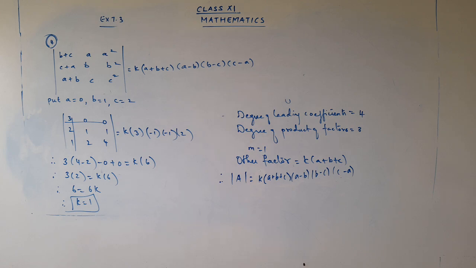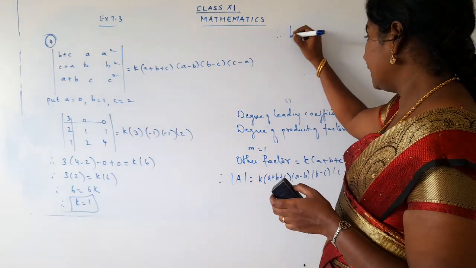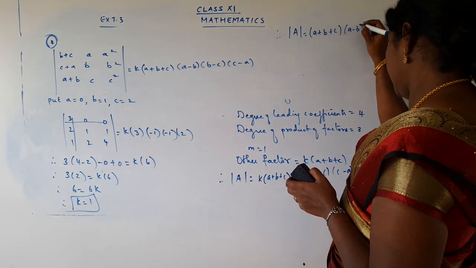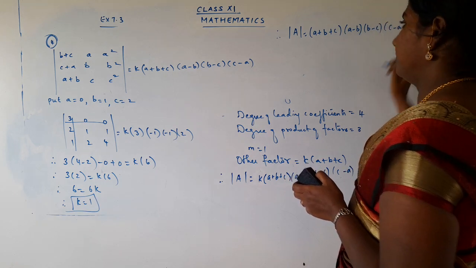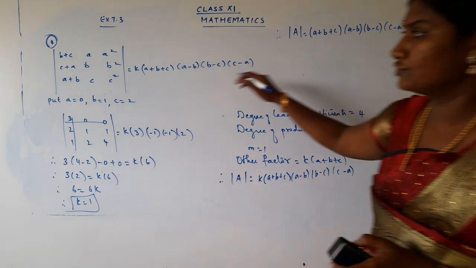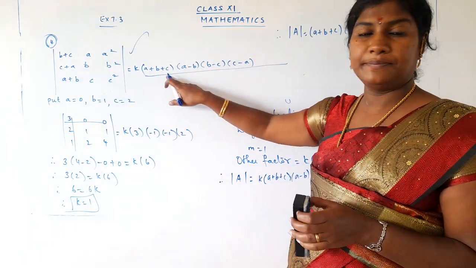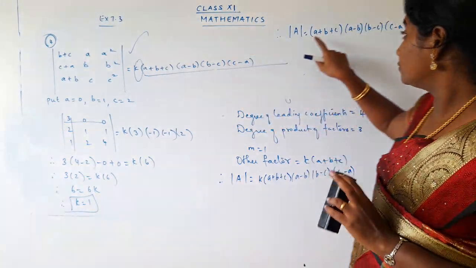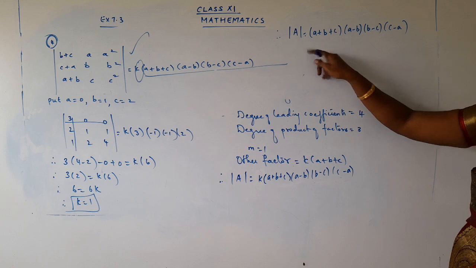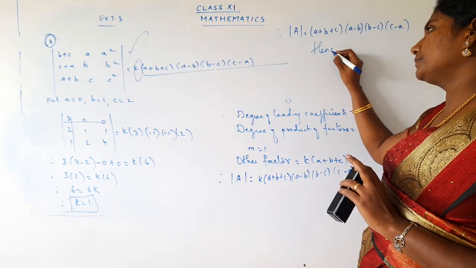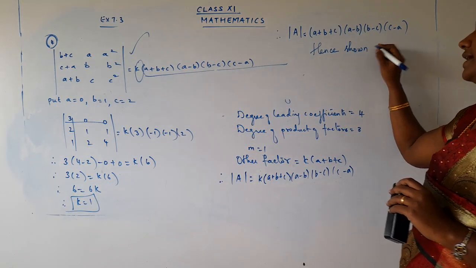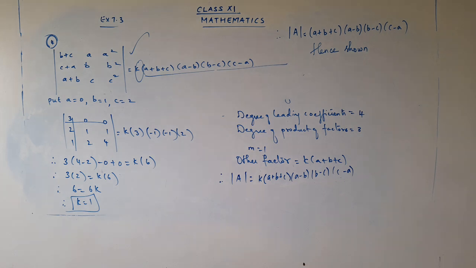Okay, now let's substitute here once again. So I get, therefore, determinant of A is equal to a plus b plus c, a minus b, b minus c, c minus a. So just see here, this is what you have to show. You have to show that this part is equal to a plus b plus c, a minus b, b minus c, c minus a. And you got the value for K as 1. So we are just substituting K as 1. So 1 doesn't make any difference. Okay, so just write down here, hence shown. So we have completed our sum number 4.